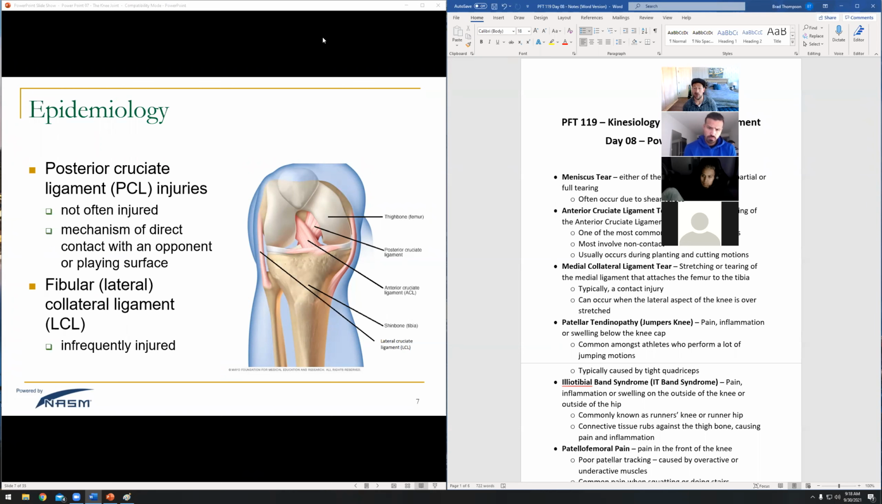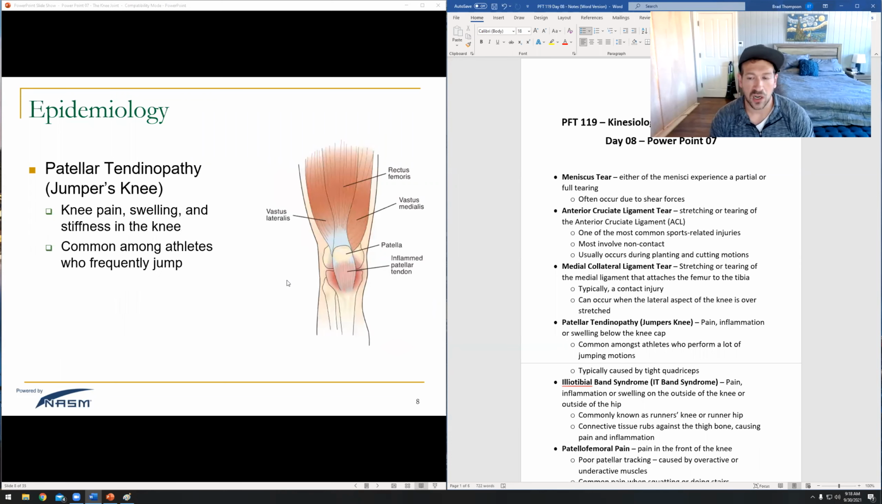But that is how it would happen, if you were to overstretch those ligaments. So those are the ligament tears in the knee.